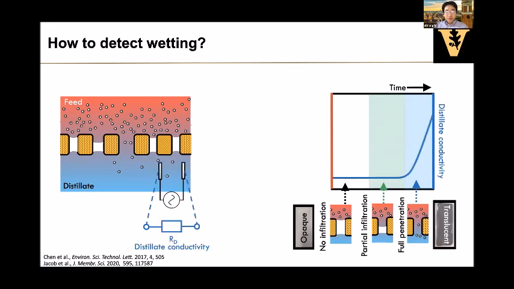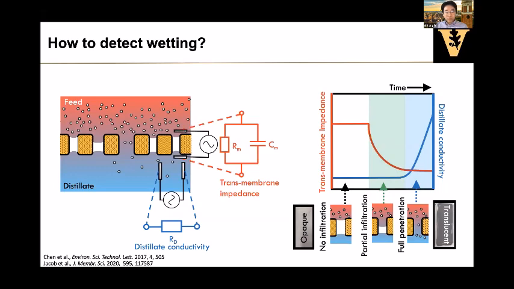Conventionally, the way to measure wetting is to just measure the conductivity of the distillate. If there's any salt in the distillate, the conductivity would go up. But the limitation with that approach is that you will not be able to detect anything that is happening in this transition state, when none of the pores has been fully penetrated, but a lot of the pores have already been partially infiltrated.